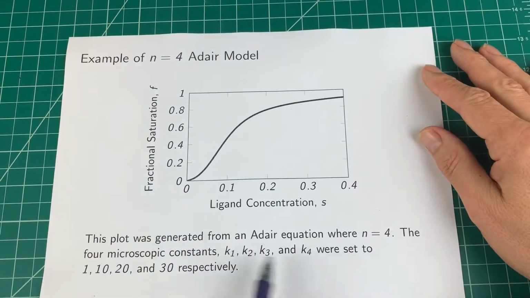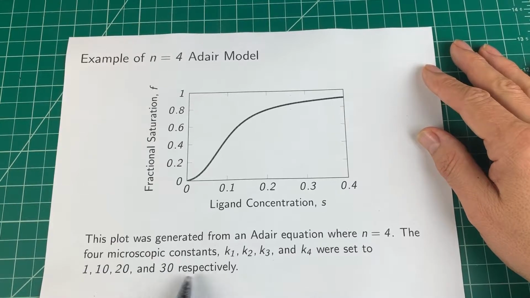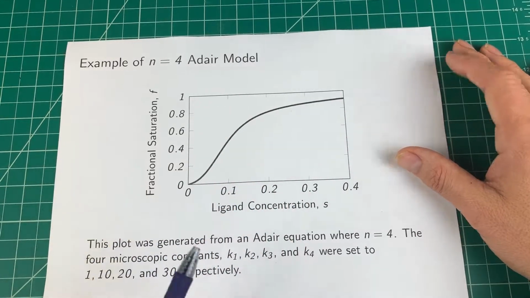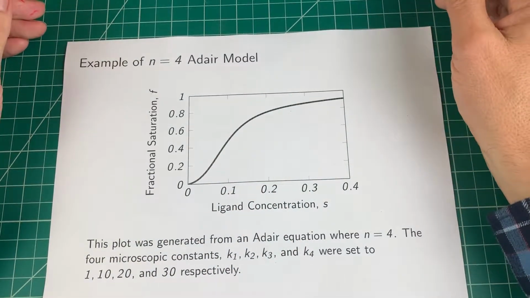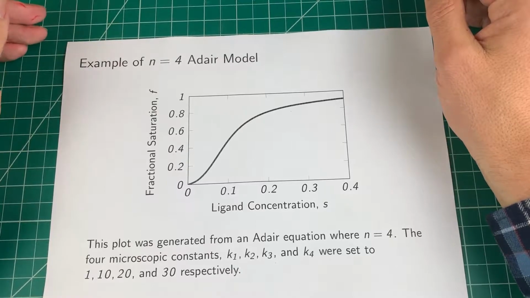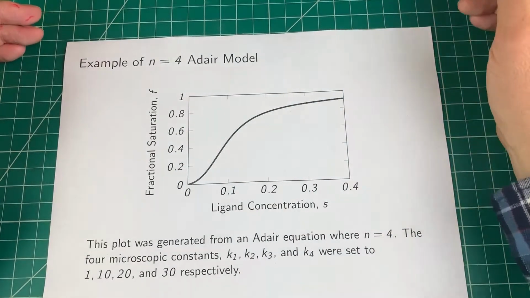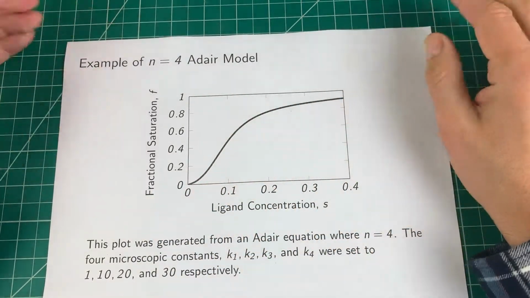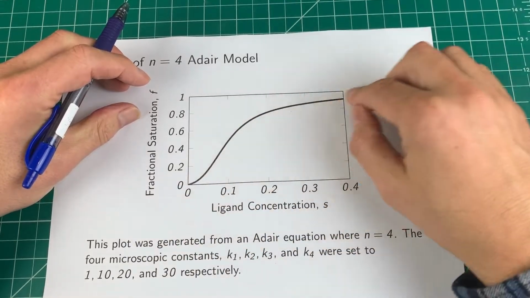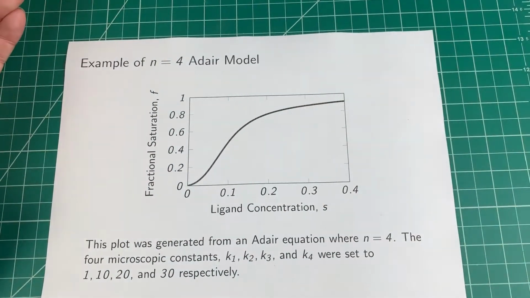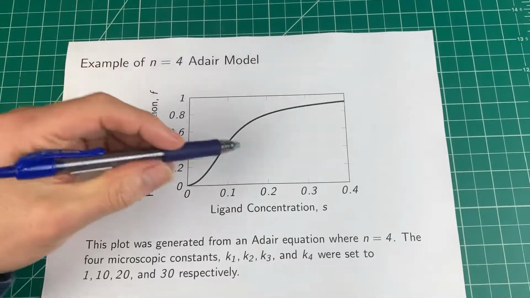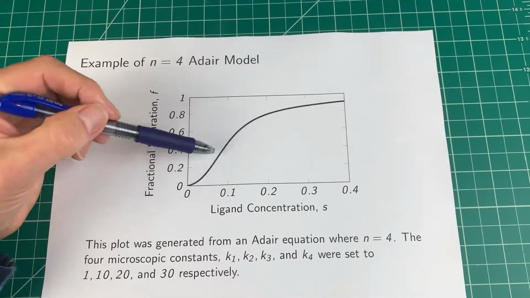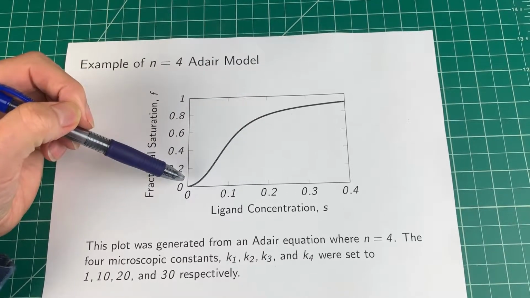I set K1, 2, 3, and 4 to 1, 10, 20, 30, right, for n equals 4, and I get a sigmoid response. Okay, so this model works. That is, if the binding constants progressively get stronger, as more and more ligand is bound, we will get a sigmoid response. Actually, this fits quite nicely the hemoglobin data, but there are other things about hemoglobin that don't quite work, and so this model isn't exactly correct when it comes to hemoglobin. There are better models, which we'll return to in a different video.